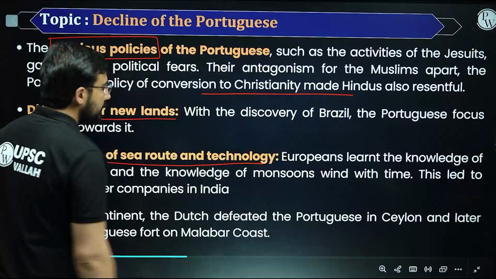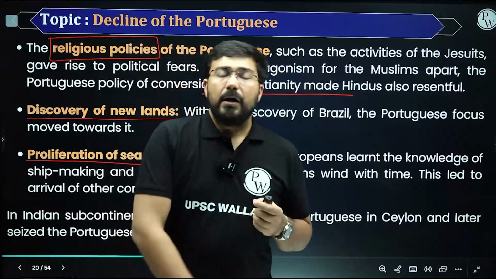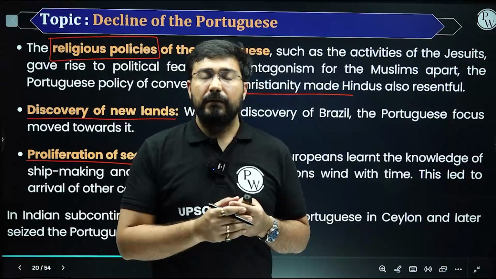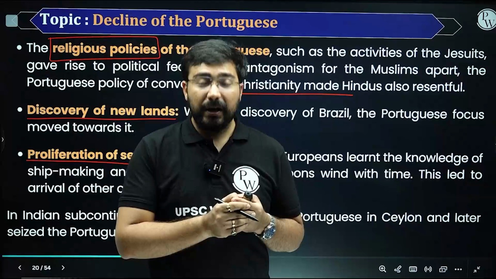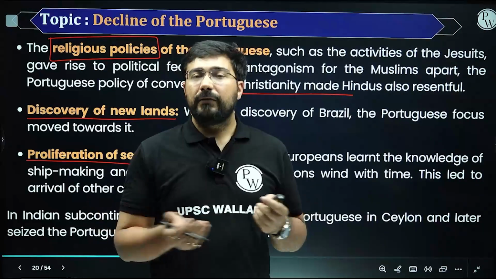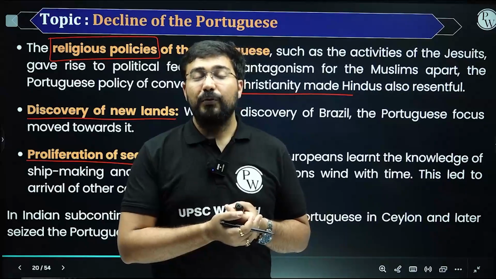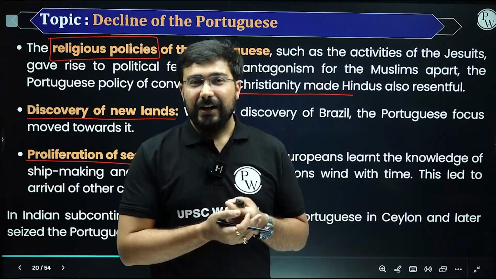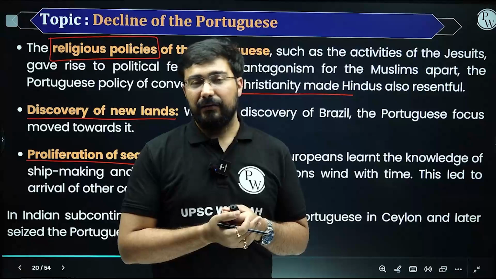Proliferation of sea routes and technology. Initially, the Portuguese had the finest ships. They had control over the cartography or the maps. But by the 16th and early 17th century, everyone had this information. So no more monopoly over science and technology. And others like the Dutch came and defeated the Portuguese.